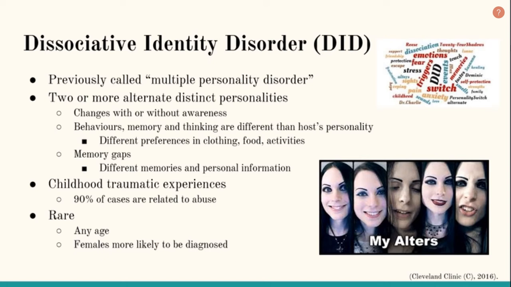These alters may have different preferences in terms of clothing, food, and activities. There are usually memory gaps because each alter remembers certain events when they are in control of the host body. According to studies, DID is linked to childhood traumatic experiences, and 90% of the cases are directly related to some type of abuse. DID is rare, but it can occur at any age, and it is said that females have a higher rate of being diagnosed with it than males.